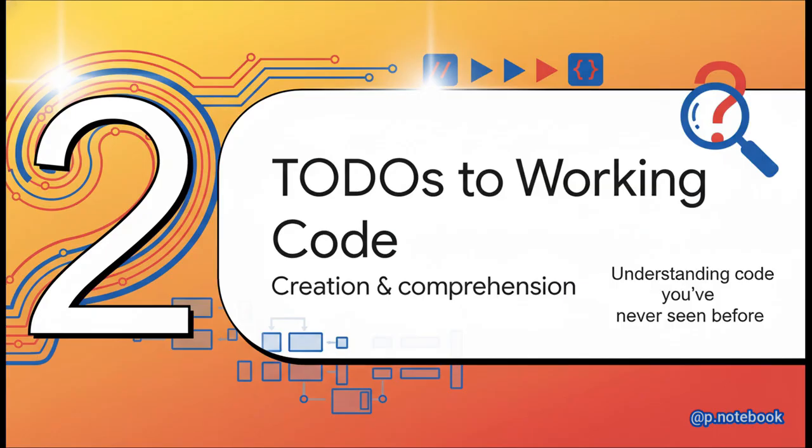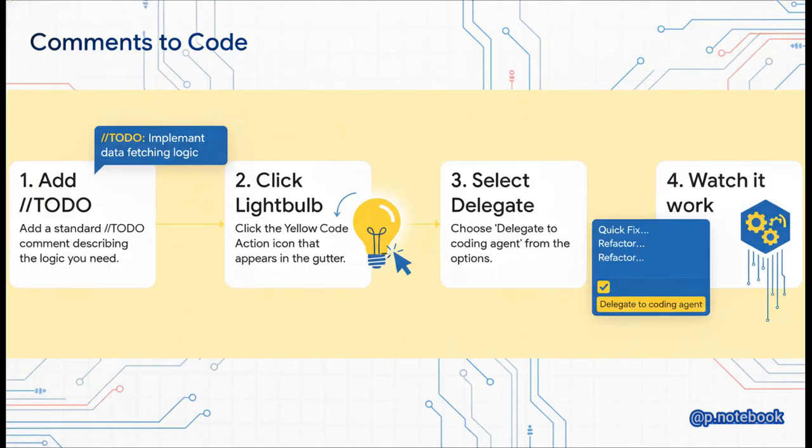Okay, so let's start where every project starts, actually writing some code. We're going to see how these promptless actions can take you from just a simple idea, like a comment, to fully working code, and even help you understand code that you've never, ever seen before. And the process is ridiculously simple. You just start with a standard /to-do comment, describing what you need to do, and then our first trigger, that little yellow light bulb, just pops up. You click it, select Delegate to Coding Agent, and that's it. You just sit back and watch Copilot do the work.